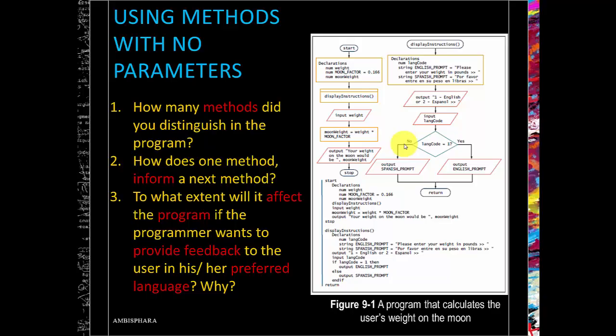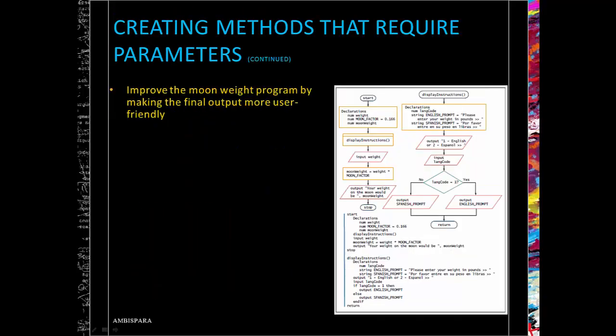So what do we need to do? Improve the moon weight program by making the final output more user-friendly, like the display instructions. So, several approaches. First approach, we can rewrite the program without including any methods. Well, that's not really going to work, the reason being that you're not taking advantage of the benefits provided by modularization.